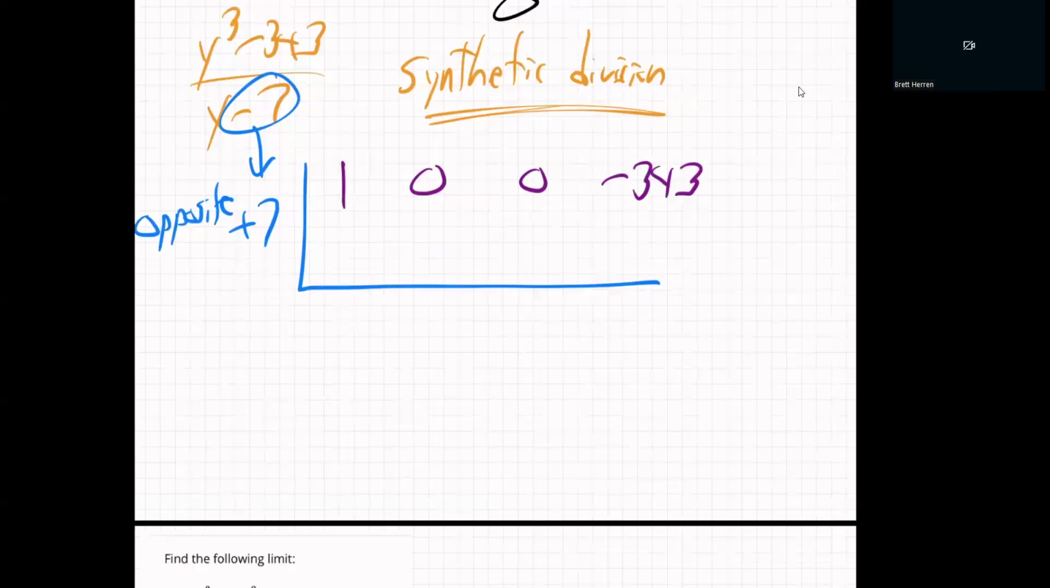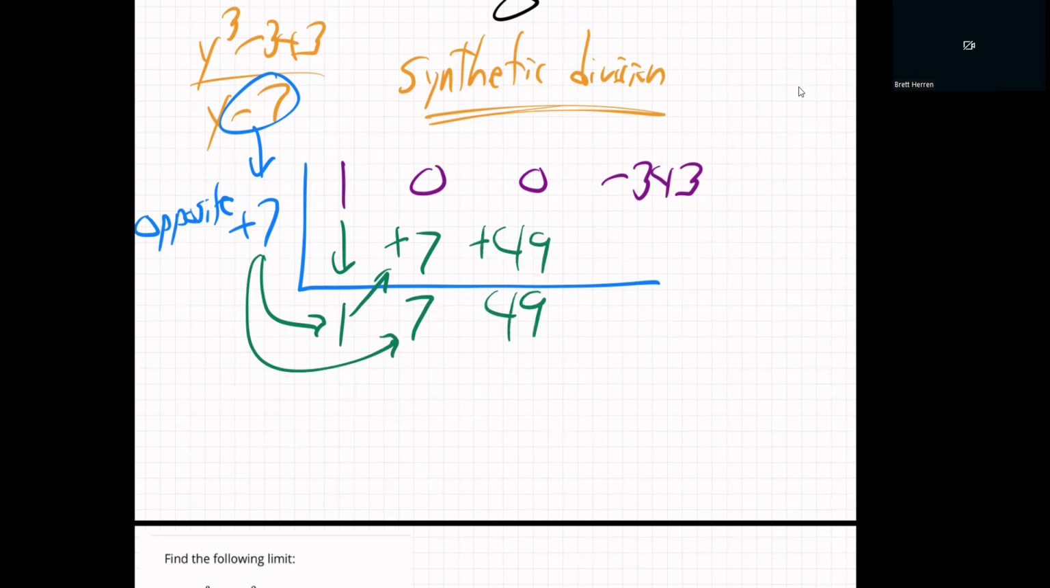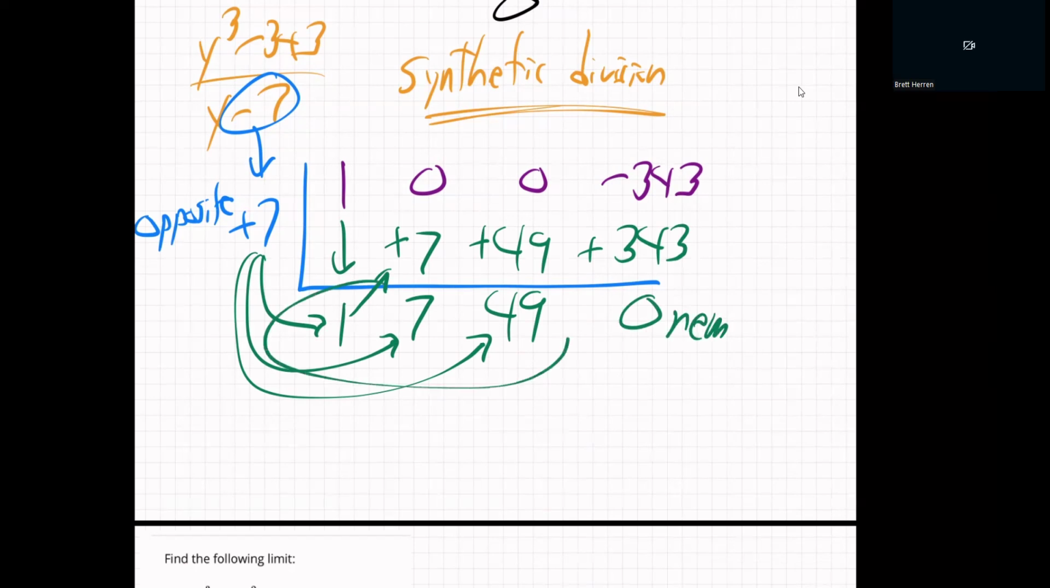Okay. And now, what do you do? You bring down this 1, and then you multiply 7 times 1 and you put it right there, 7, and you add these up, 0 and 7 is 7, then you multiply. 7 times 7 is 49, you add these up, 49. You multiply 7 times 49, 343, add these up, 0, that's your remainder. And so your answer is right here. It's going to be 1, and you put the y squared in front, put the y in front, and 49. You see that?